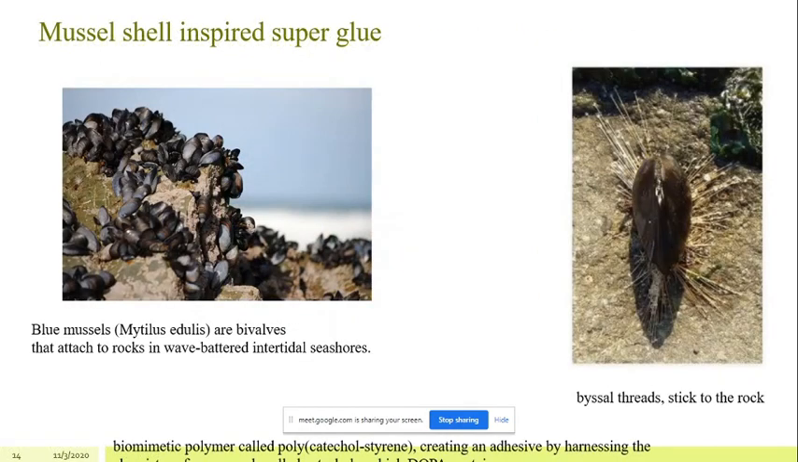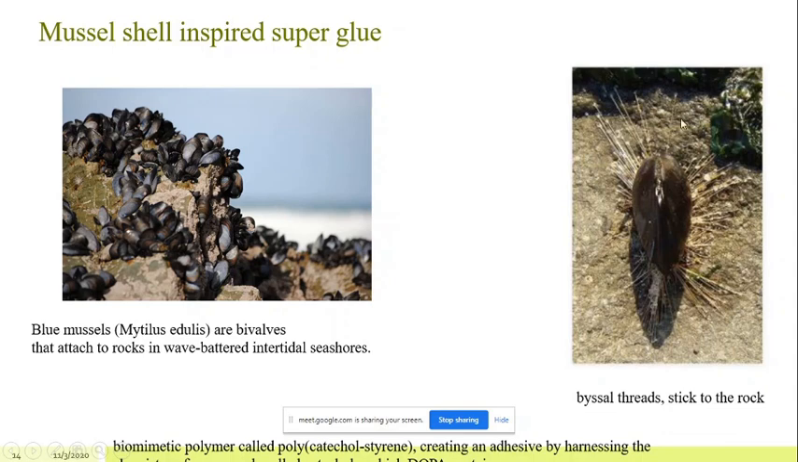Next is mussel shell inspired superglue. Mussels are the bivalves that attach to the rock in wave-battered intertidal seashores. Our current adhesives are terrible at wet bonding, yet marine biology solved this eons ago. They are attached to the rocks by strings.